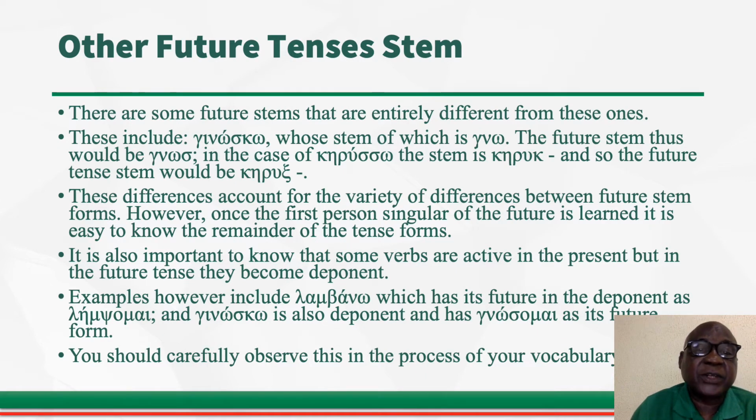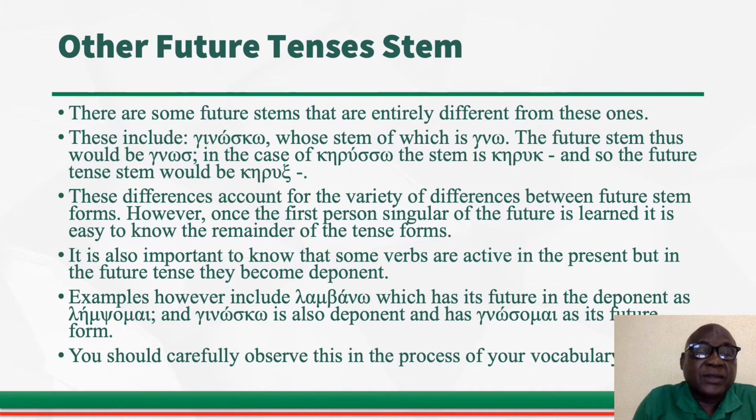Now, there are other future stems that are entirely different from these ones, and these include ginosko, because the stem of ginosko is gno, G-N-O, gno. The future stem will now be gnos. In the case of keruzo, the stem is keruk, and because of the presence of sigma and this k, it will now become kerux. Now, these differences account for the variety of differences between future stem forms.